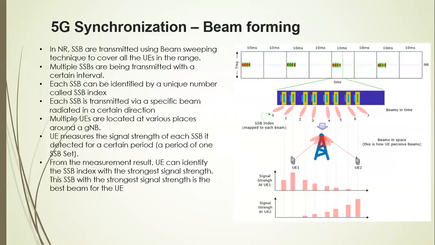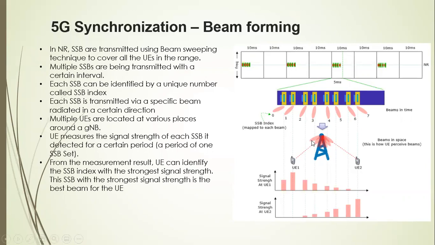Now the question comes, how does the UE know which beam is suitable for itself? For example, this UE1 can have access to these 3 beams. It can recognize multiple beams, but these beams may not have the same signal strength. So by measuring the signal strength of each beam, the UE will pick the most appropriate beam for its synchronization and then proceed further.